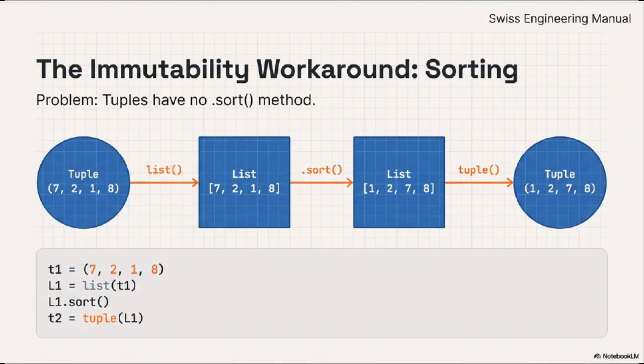So what happens if you really need to sort a tuple? Well, you can't do it directly because it's immutable, but there's a super common and clever workaround. You just convert the tuple into a temporary list, use the list's own sort method, and then, you guessed it, convert that sorted list right back into a new tuple. It's a clean 3-step dance.